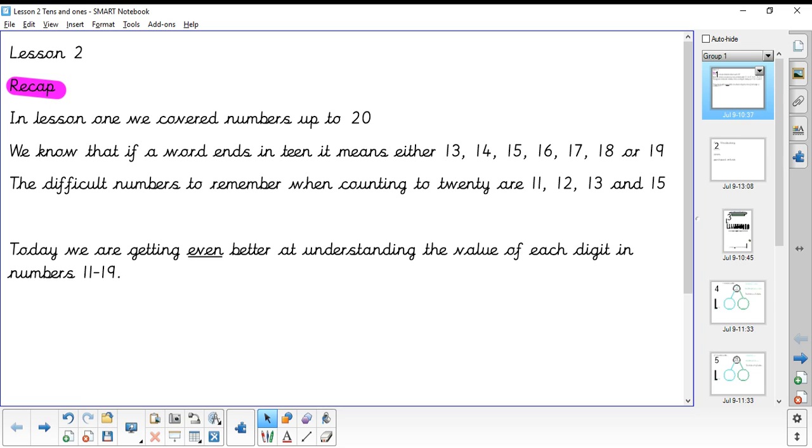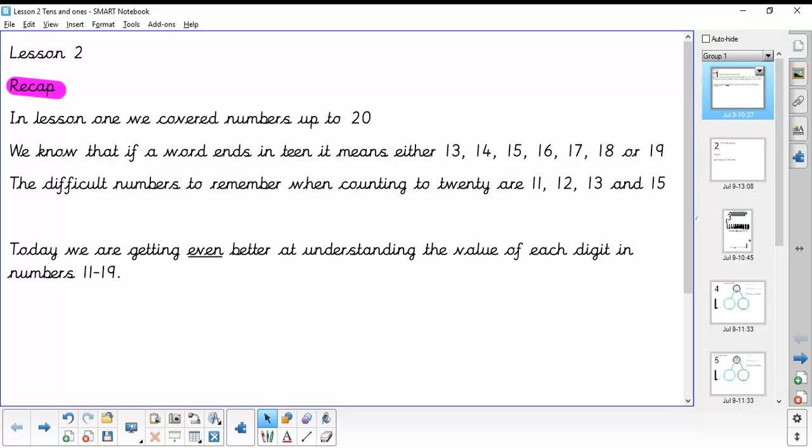Similar to lesson 1, this is a recap lesson, and in lesson 1 we covered numbers up to 20. In that lesson we know that if a word ends in teen, it means either 13, 14, 15, 16, 17, 18 or 19. And the difficult numbers to remember when counting to 20 are 11, 12, 13 and 15.